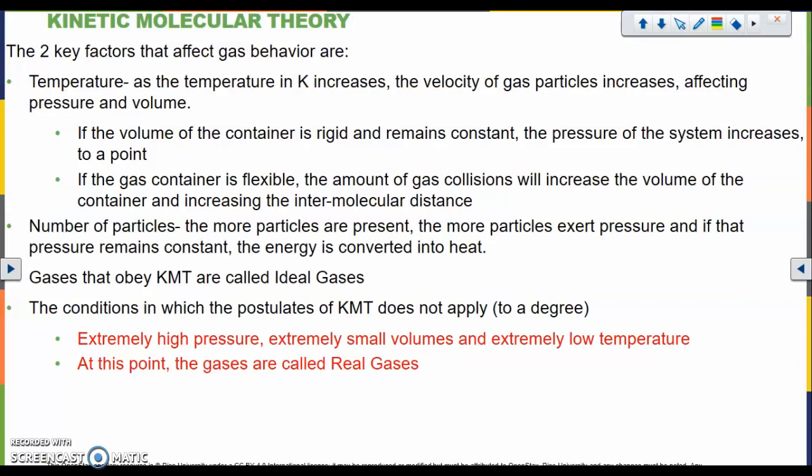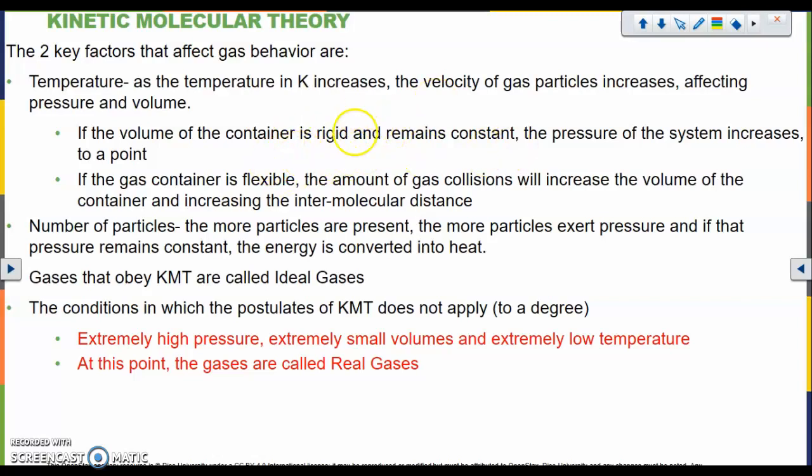Pressure and volume are also very much related to temperature, as you can see here. If you increase the temperature, the speed and kinetic energy of the gas particles increases, and they will collide more frequently with the walls of the container. If the walls are rigid, the pressure increases. Just remember, if you over-pressurize your tire, what happens? It blows up, right? That is a manifestation of pressure in the system.